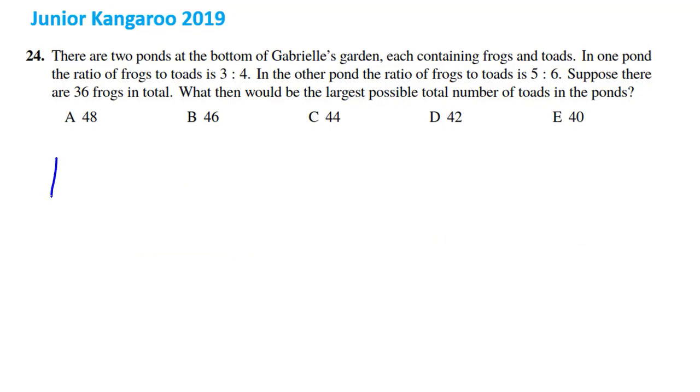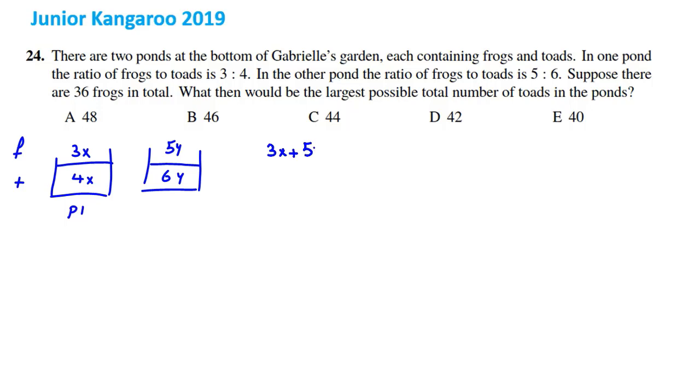Okay, so in one pond it says 3 to 4, so 3x frogs, 4x toads. It is the first pond. In the second pond it is 5, 6. So the ratio of frogs to toads is 5y, and here 6y. Then it says suppose there are 36 frogs in total. So 3x plus 5y equals 36. Then the number of toads in total is what? 4x plus 6y. So here if you consider cases, since 36 is a multiple of 3, 5y is a multiple of 3.